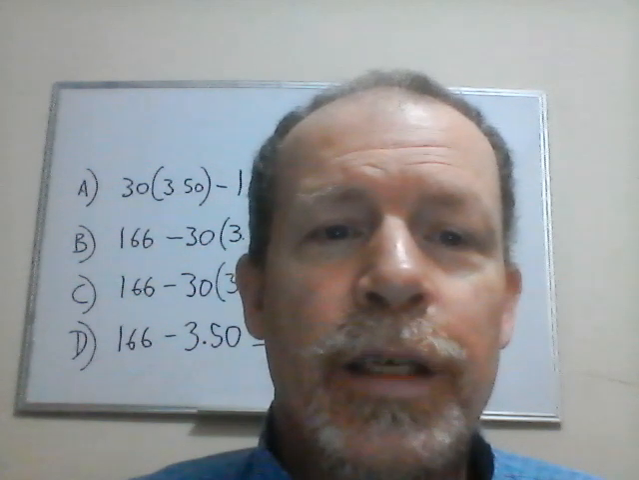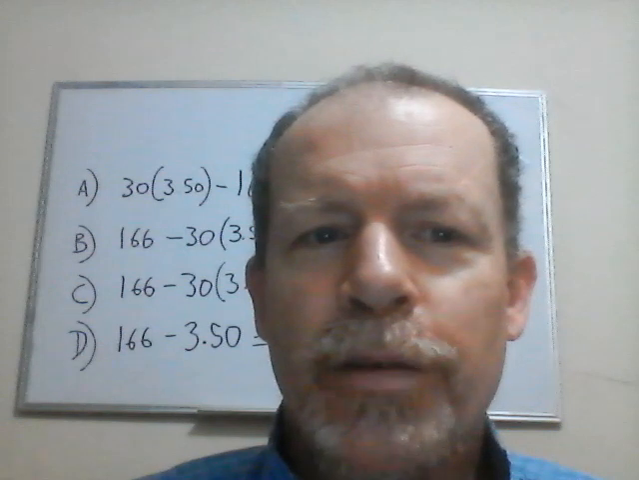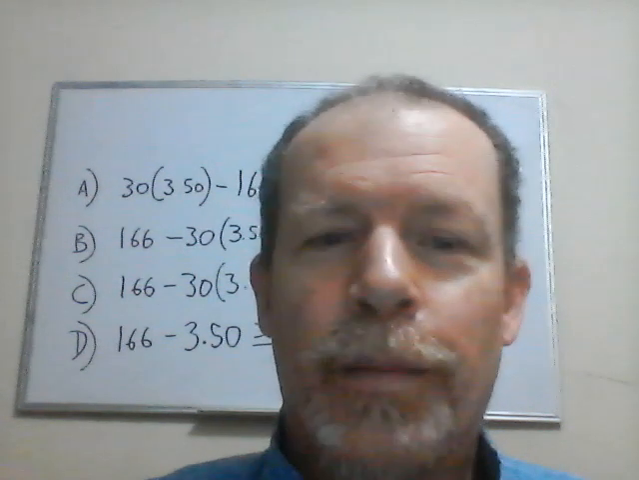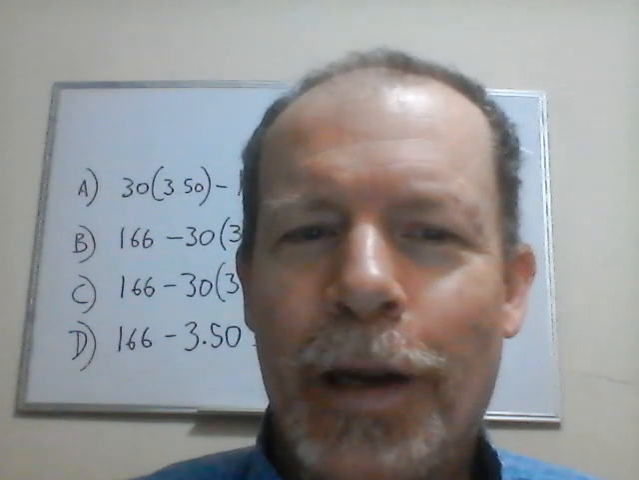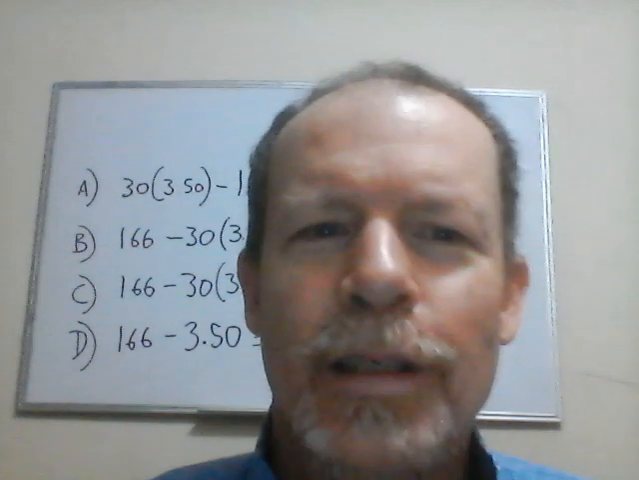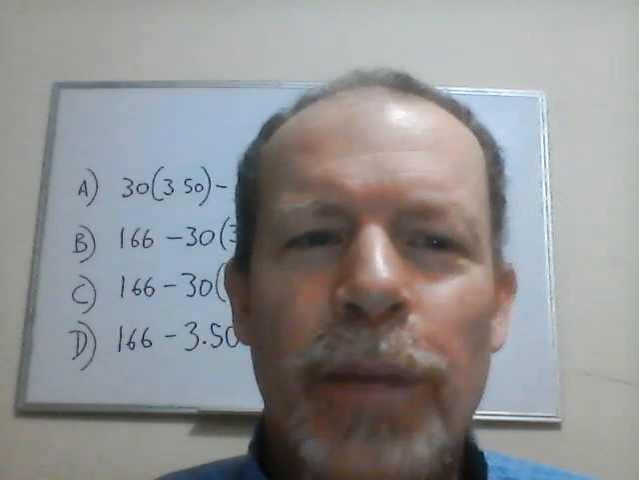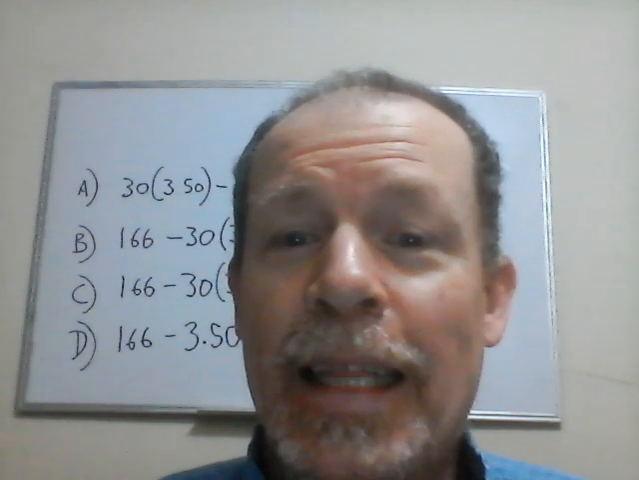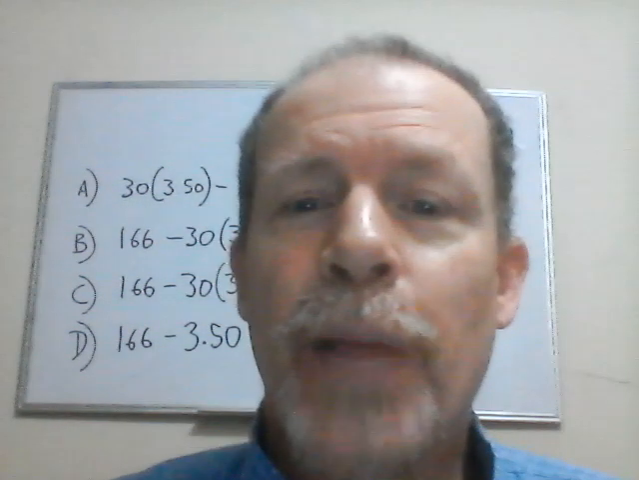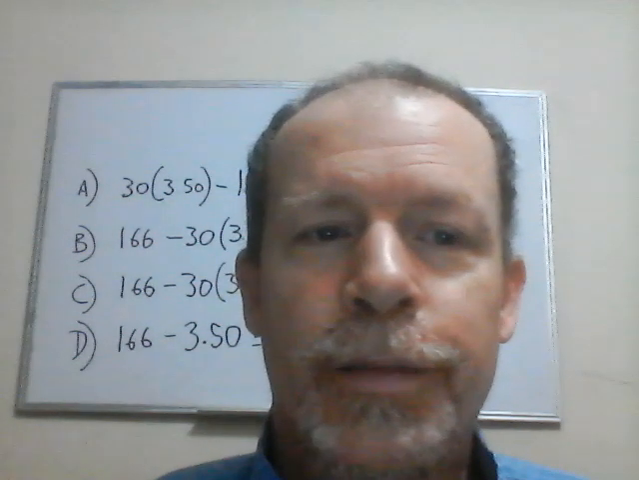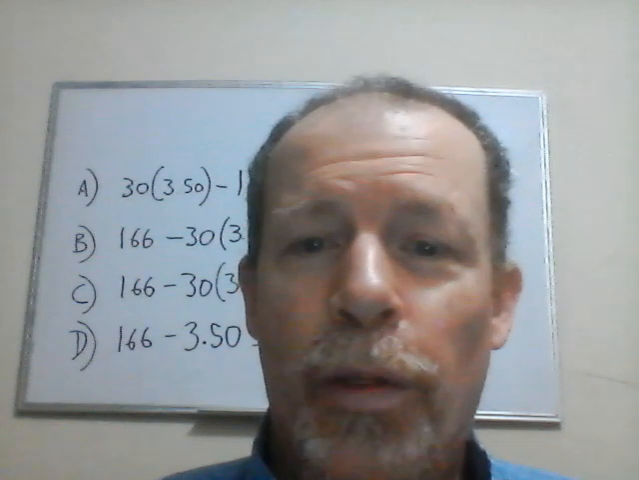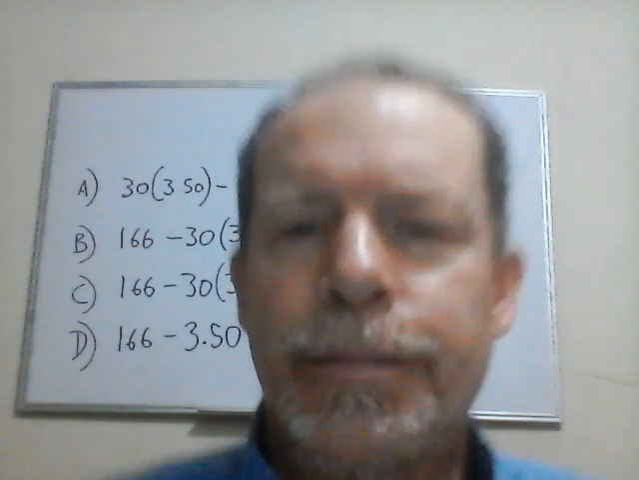Where n is equal to the amount of money Carl has left over, meaning it's going to be at the end of the story. The beginning of the story is $166, the end of the story is n. N is equal to the amount of money Carl has left over after buying at least 30 pounds, meaning he could buy more than that. 30 pounds of kangaroo food for $3.50 per pound.